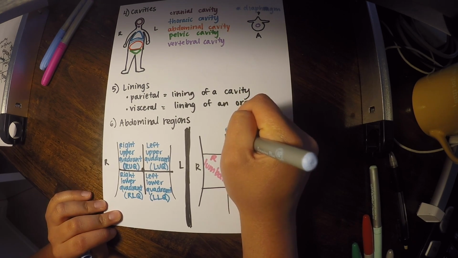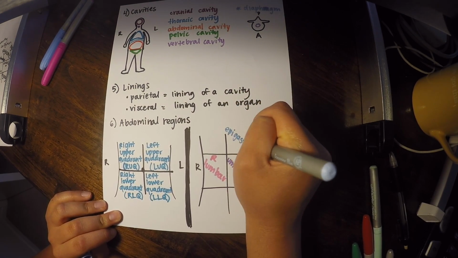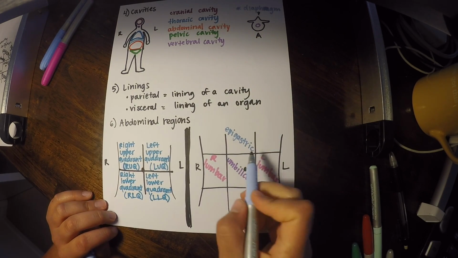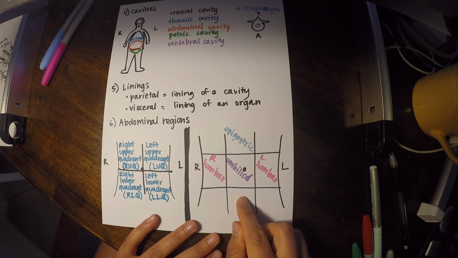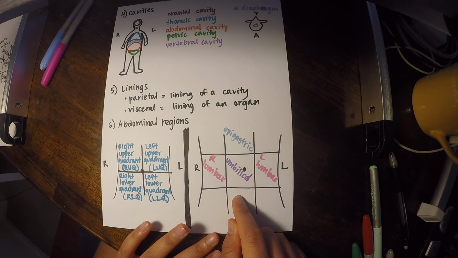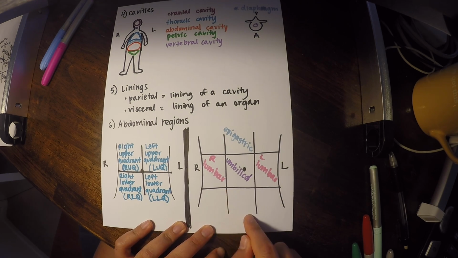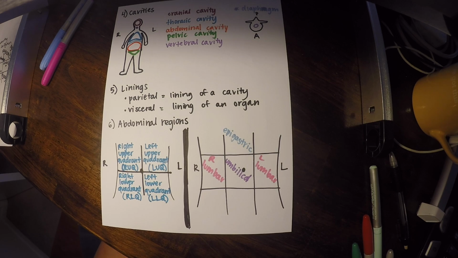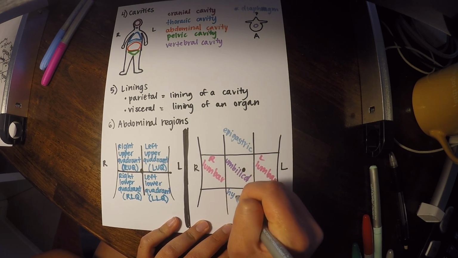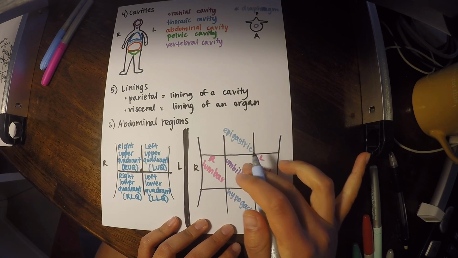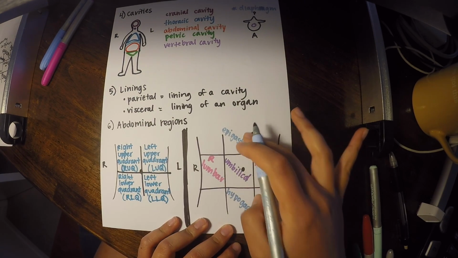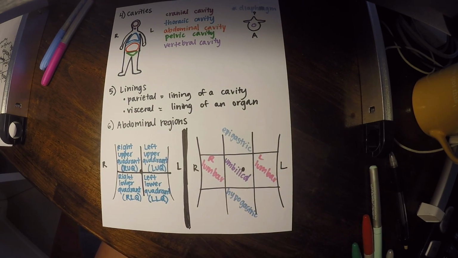So epigastric is the name of this one. Above the gastric region. We're also going to have hypogastric. Remember, that means below. So that's going to be the one below right here. Hypogastric, because we're talking about gastric in the center. Epigastric and hypogastric.